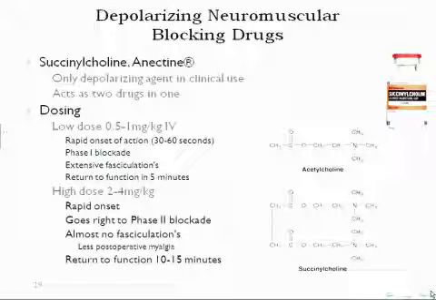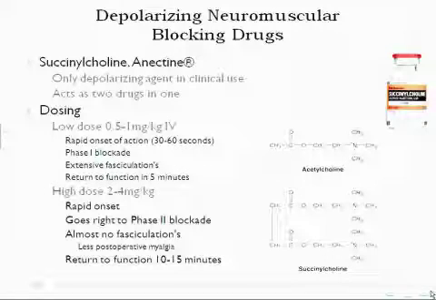Now, the dosing that you give in the first low dose is 0.5 to 1 milligram per kilo. The onset time is pretty fast, 30 to 60 seconds, which is 1 heart cycle. It gives you what's called a phase 1 block, and it causes, unfortunately, extensive fasciculations. After you give a low dose to somebody, they're not going to be happy with you. They're going to be myalgic.